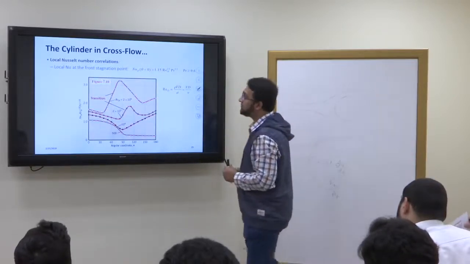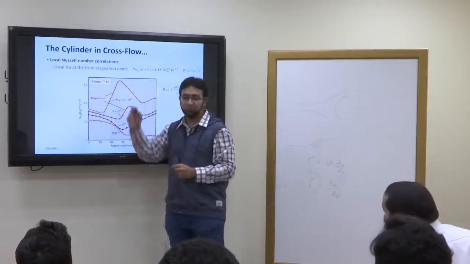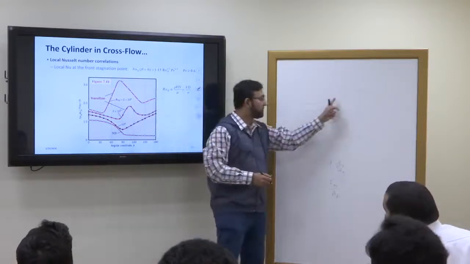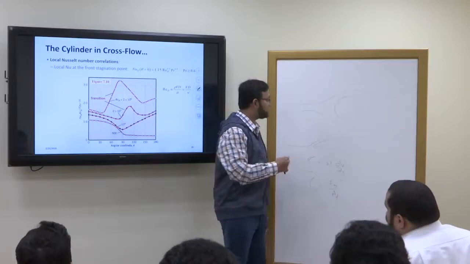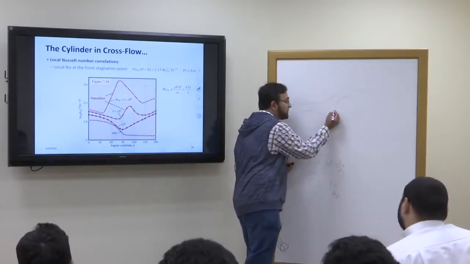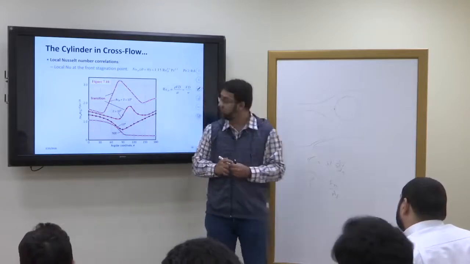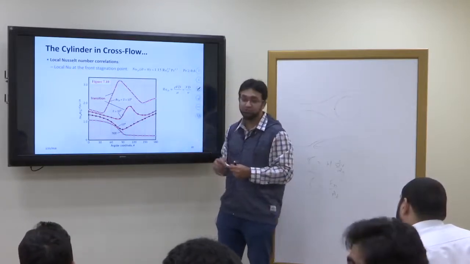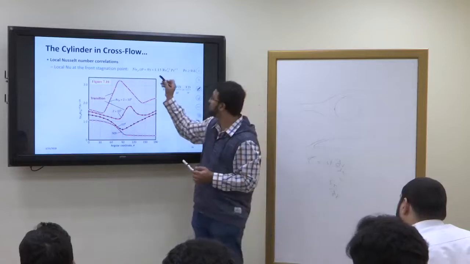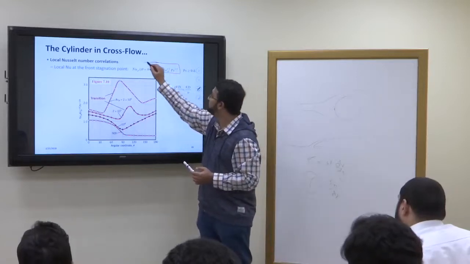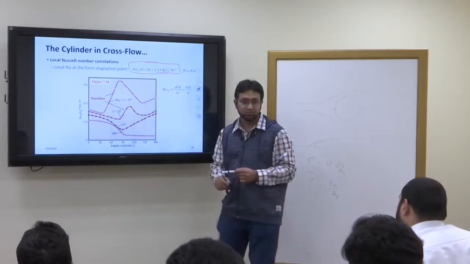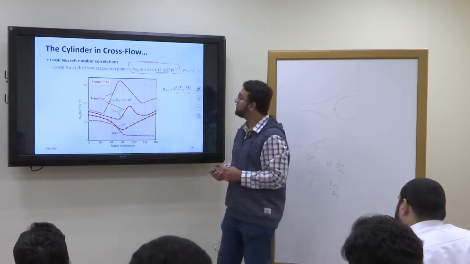Now, Nusselt number at the front stagnation point. As I told you, whenever you have a flow, there is a stagnation point in the front. So Nusselt number at that point is important. Nusselt number at the front stagnation point is given by this formula. This formula will also go into the book of formulas. So it is 1.15.